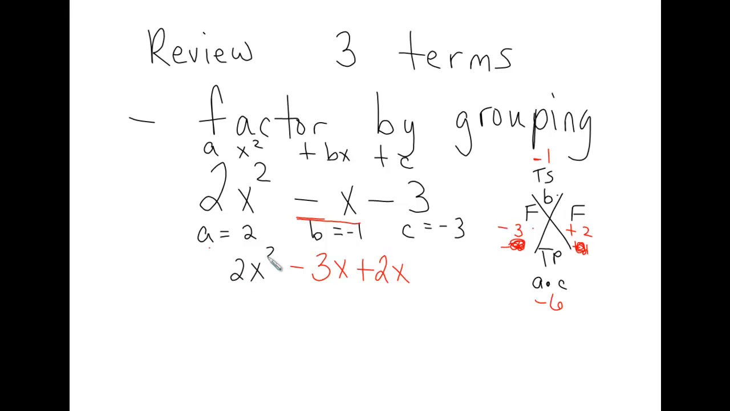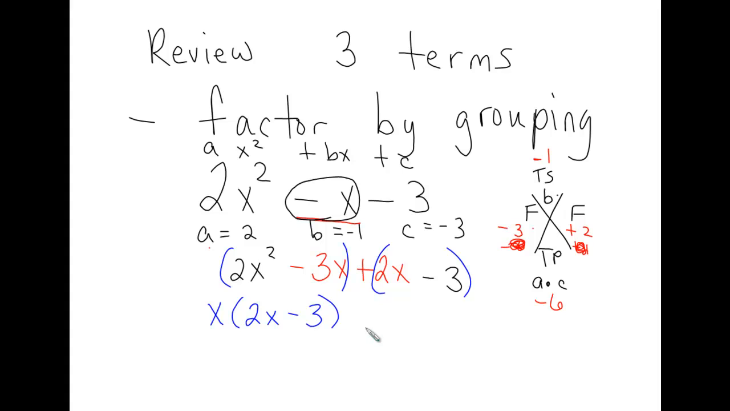I have 2x squared minus 3x plus 2x minus 3. This is still the same problem. I'm just rewriting the -x term. Now I group two terms together and the other two terms together and pull out the GCF. The GCF in the first two terms is x. When I take an x out of the first term, we get 2x. When we take out an x in the second term, we get -3.